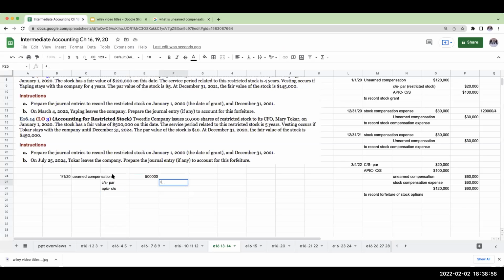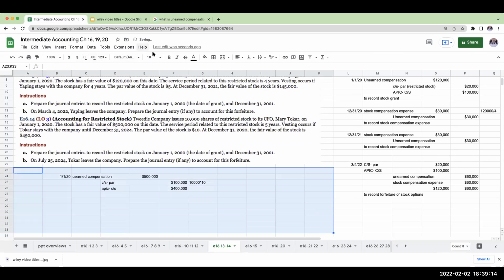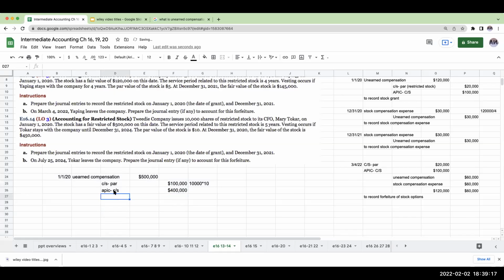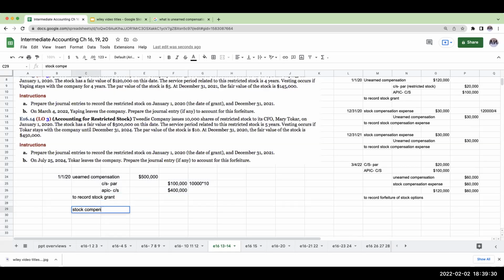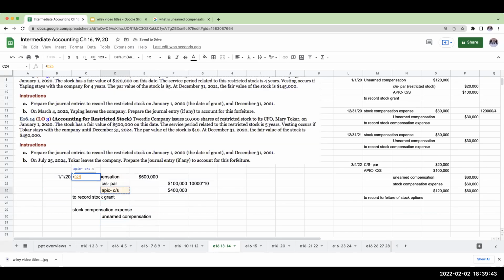So this is going to be 10,000 shares, and par value is $10. My additional paid-in capital is going to be the remaining balance. This is to record the stock grant. Now what happens every year? Well, we record stock compensation expense, and we're going to be crediting unearned compensation.